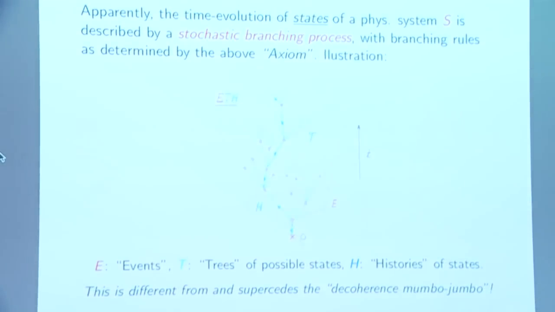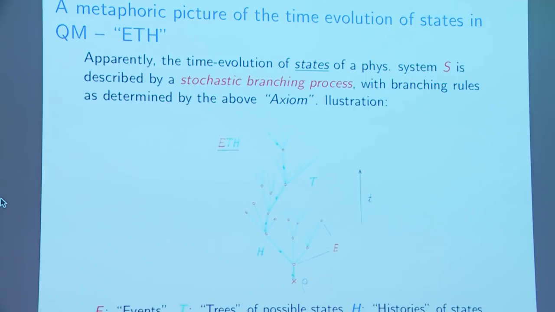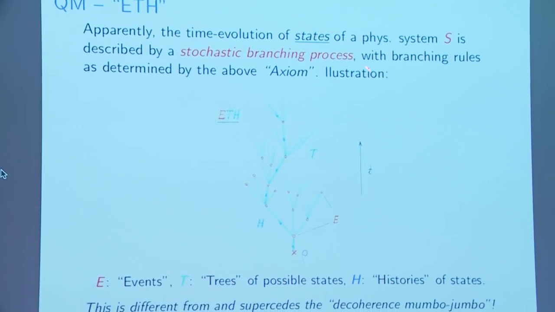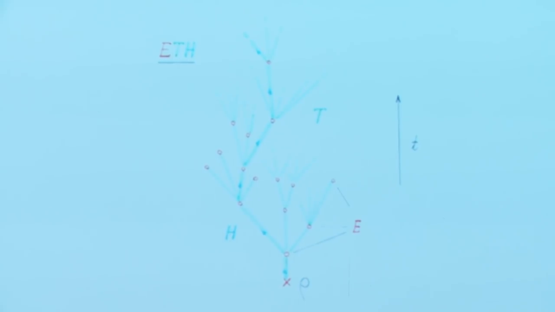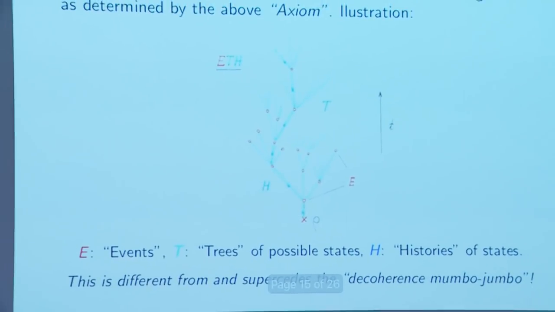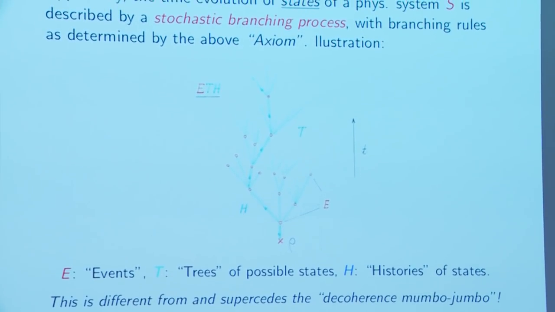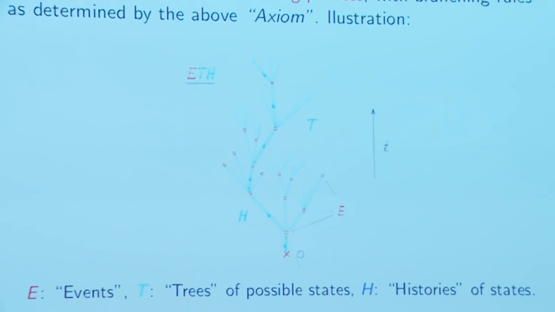I didn't realize that these pictures come out so poorly. It's terrible. So, if you believe that this is a good point of view, you conclude that the time evolution of states of an isolated physical system S is described by a stochastic branching process, with branching rules determined by this axiom and Born's rule. The possible futures given the present, denoted by this cross, where the system is in a state rho, form a tree-like structure. The future that we will actually experience will be one path on this tree, and that's called a history.